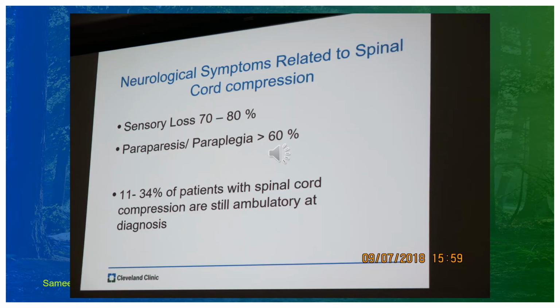Examination of sensation is very important in every aspect of spine diseases. 70 to 80% of patients with neurological involvement because of spine secondaries present with sensory loss or hypoesthesia, while motor involvement in the form of paraparesis or paraplegia occurs in less than 60%. 11 to 34% of patients with spinal cord compression are still ambulatory at diagnosis.